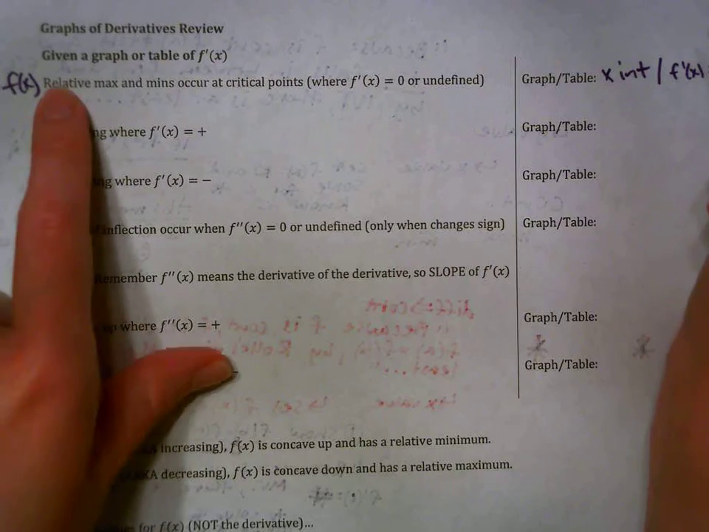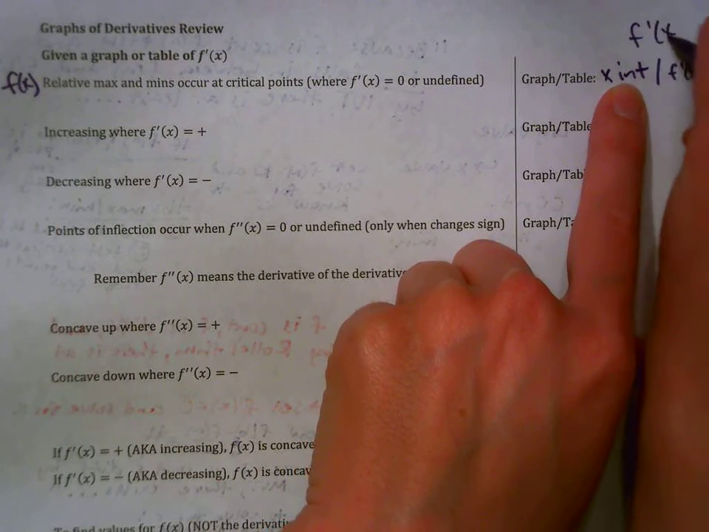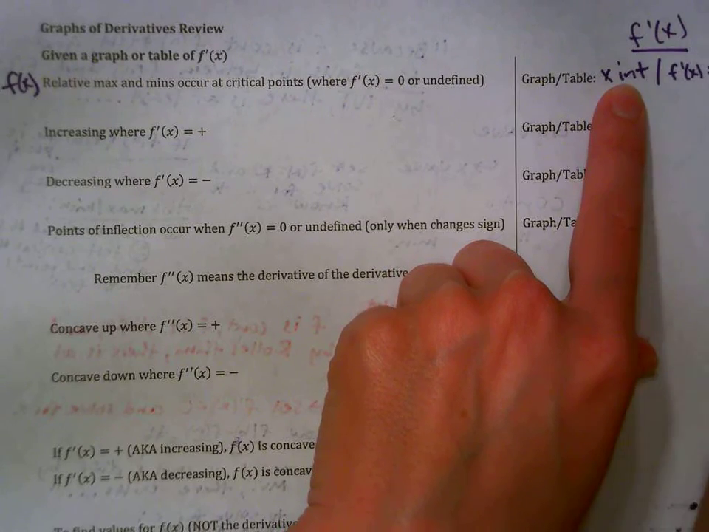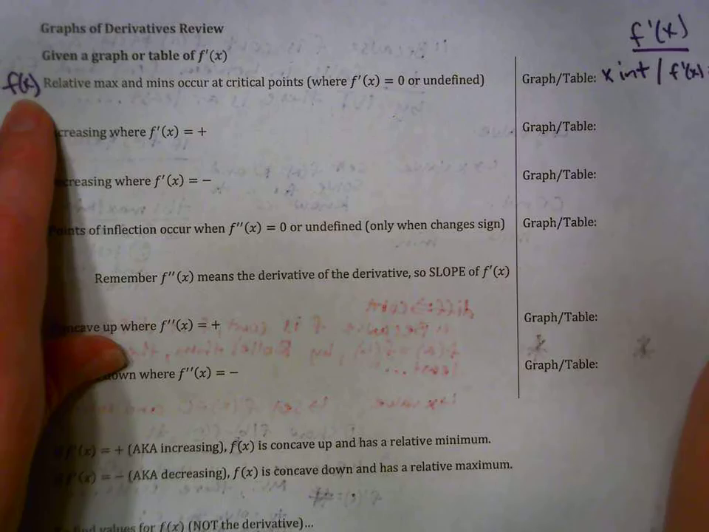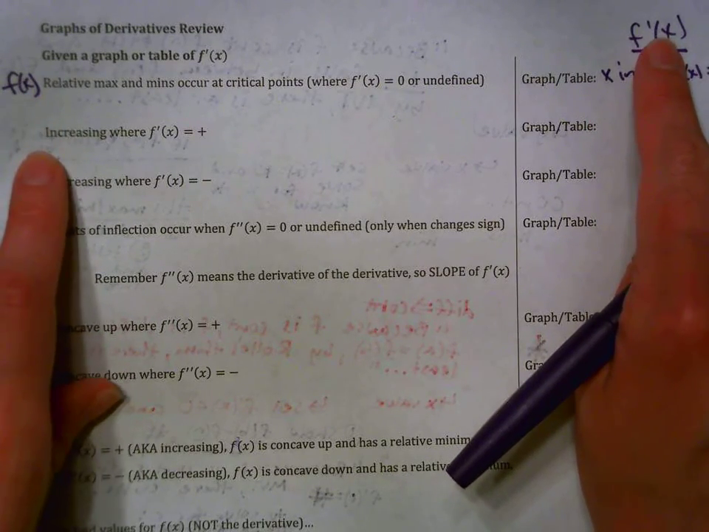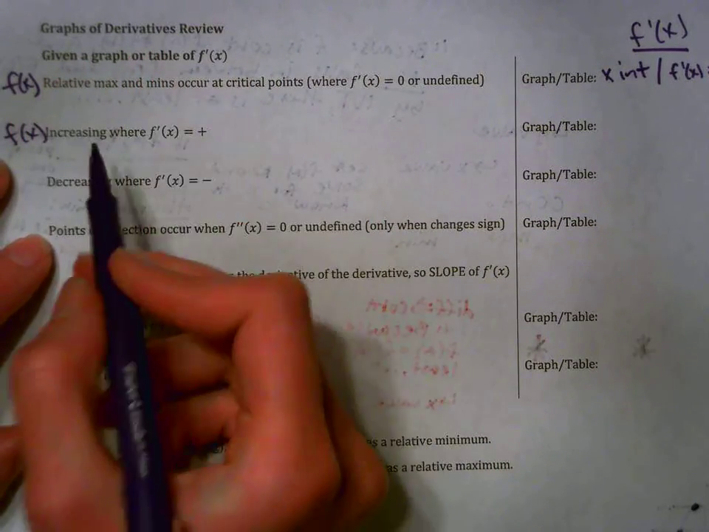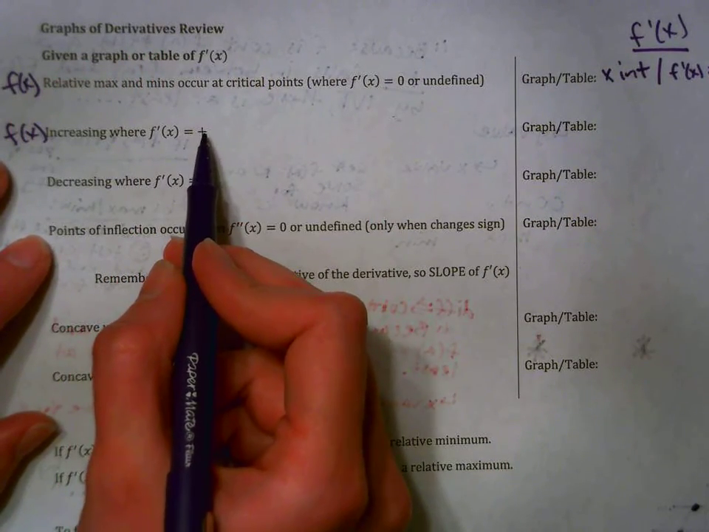So what I'm doing is, these are statements about f of x. This is how you find it from f prime of x. Maybe I should label that. So the f of x max and mins are going to be at the x-intercepts of the f prime graph. So then the f of x is going to be increasing when f prime is positive.